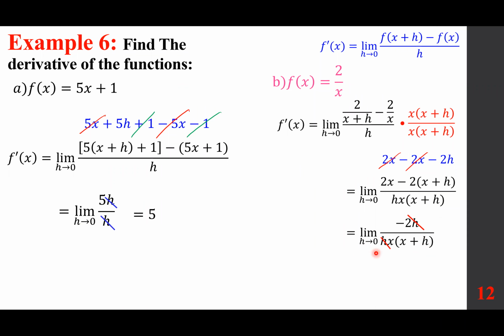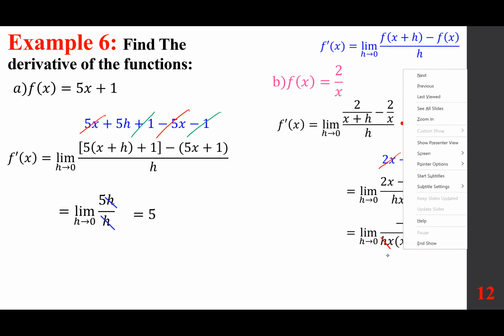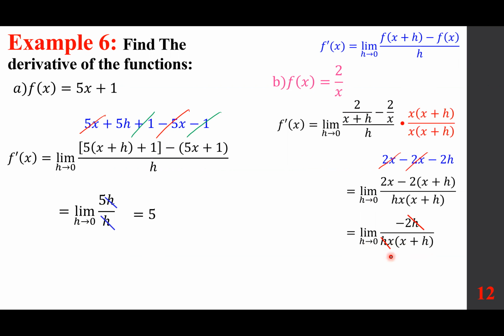There is nothing else we can do. All we have to do is replace the h with 0. If you replace the h with 0, what do you get? x times x. So the denominator becomes x squared. Negative 2 over x squared is the final answer, everybody. Okay. Negative 2 over x squared is the final answer.